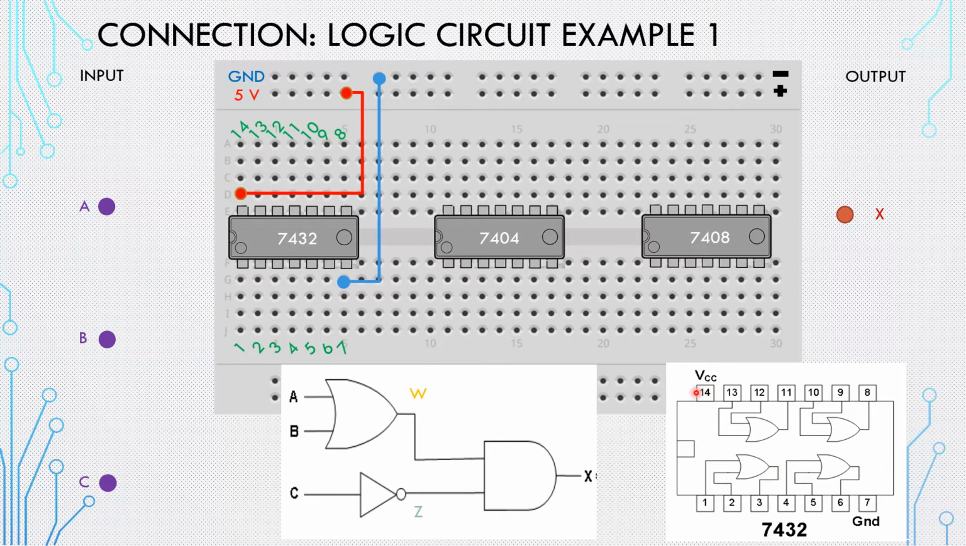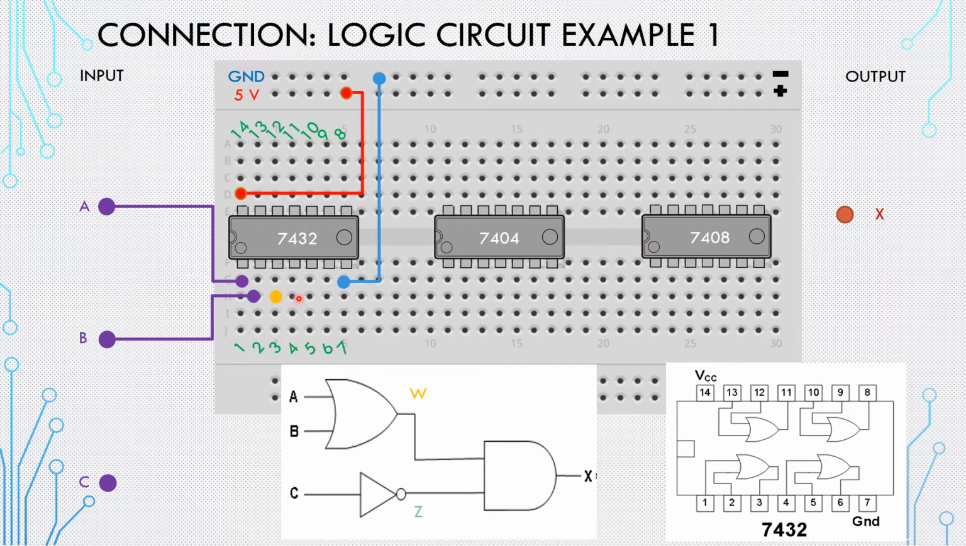Okay, now I connect 14 and 7. Now I want to connect 2 inputs and I have 1 output. So which 2 pins am I going to consider? Let's take the first 2, 1 and 2, as my input. So A we're going to connect to 1, B we're going to connect to 2, and the output for these 2 is going to be W. So this is the yellow dot, it should be W. I call it W to make my connection easier.